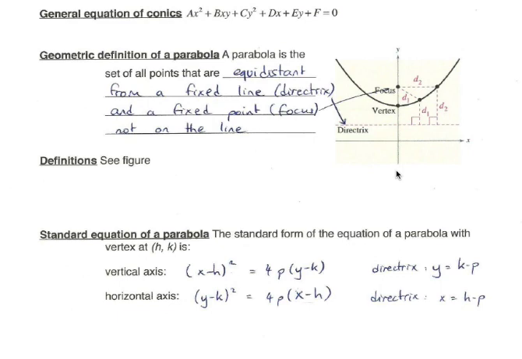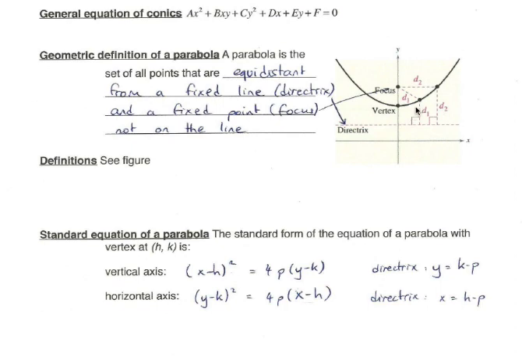So imagine this figure here with only the line and the focus, and the parabola is not here. How could we find where it is? Well, it's made up of all the points that are at the same distance from the focus and the line. So the easiest point to find is the vertex. It's right in between the focus and the line.